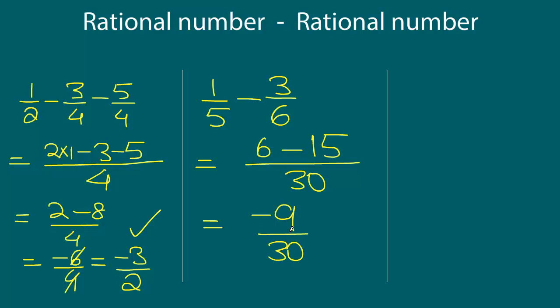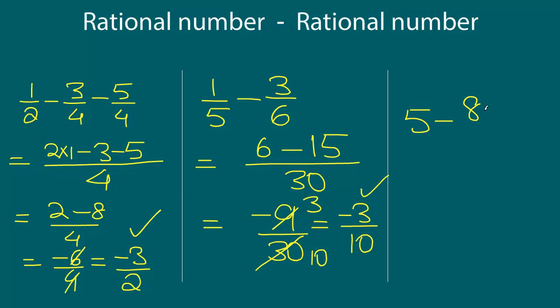Or if we were to simplify this a little bit more, 3 is a common factor, 3 3s are, 3 10s are, we can say minus 3 over 10. So again we are getting a rational number. So let's wind down, let's take maybe one last. So let's say 5 minus 8 by maybe 3. If we have something like this, let's take an LCM which is 3.